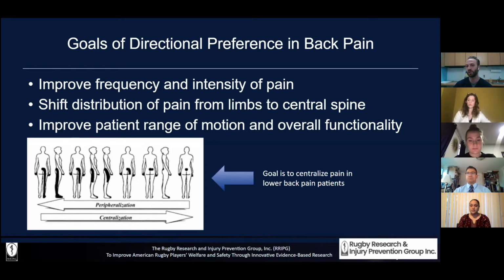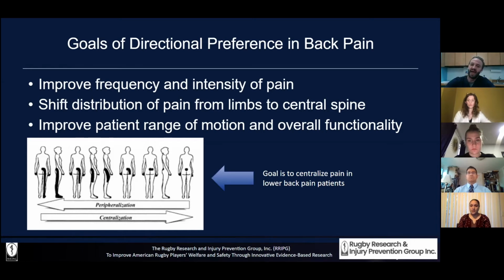If you could centralize pain, that tells me that that is 100% or close to it, a direction you want to start moving this patient. That's a really good predictor of someone that's going to have a pretty good outcome.